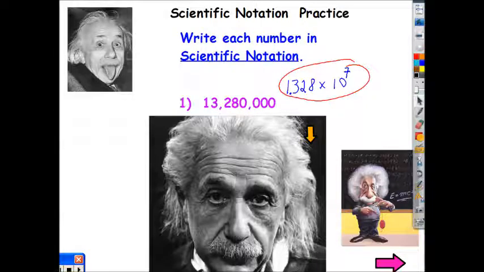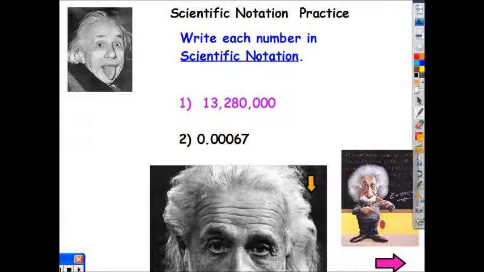Because I need to put my decimal here so that there's only one number in front of the decimal, so it's between 1 and 10. Notice this is between 1 and 10. But we know the decimal is actually here. That's where it is in the number. So to get it from where we're pretending it is to where it really is, we'd have to move it 7 places to the right, which is the same as multiplying by 10 7 times.